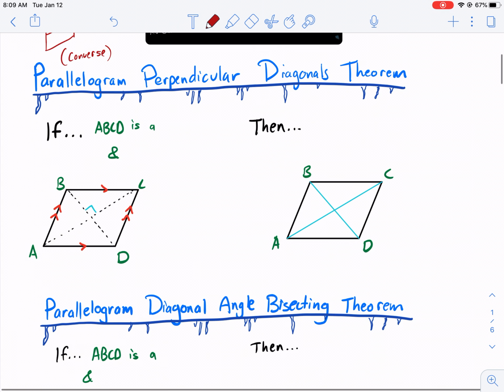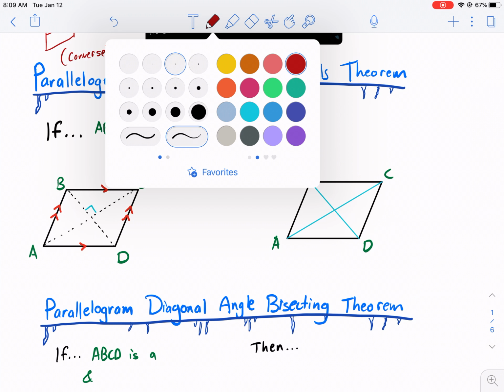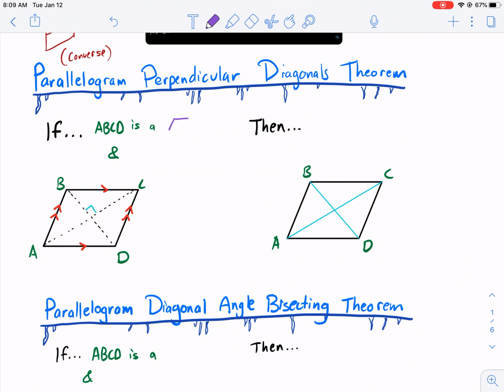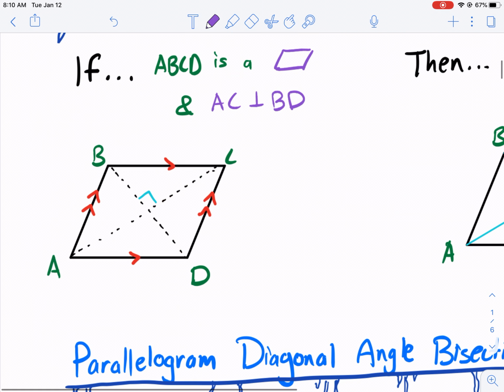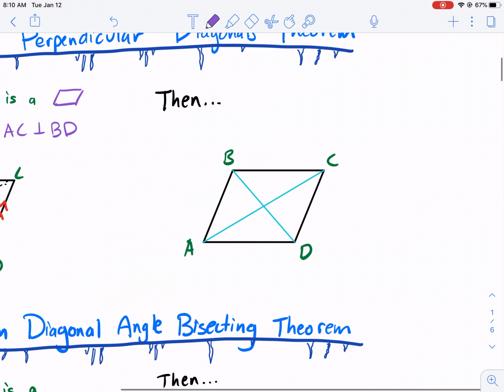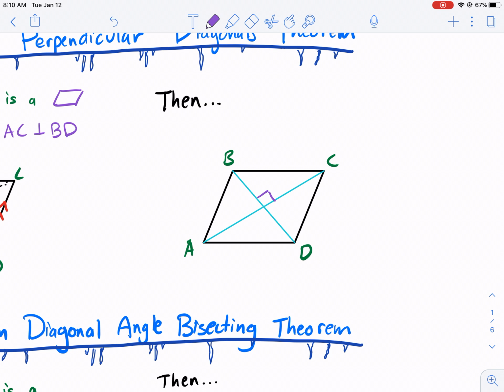So in this one, if ABCD is a parallelogram, and I'm going to use this symbol here, that means parallelogram, and as you can see in my drawing, AC is perpendicular to BD, 90 degrees right there, then we can say that ABCD is a rhombus.